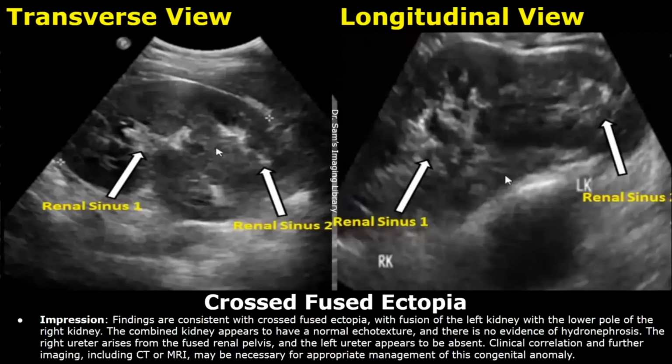These findings are written in the impression, and in the end, the line for clinical correlation is written. It is also important to mention other imaging modalities such as CT or MRI, which are necessary for appropriate management of this congenital anomaly.